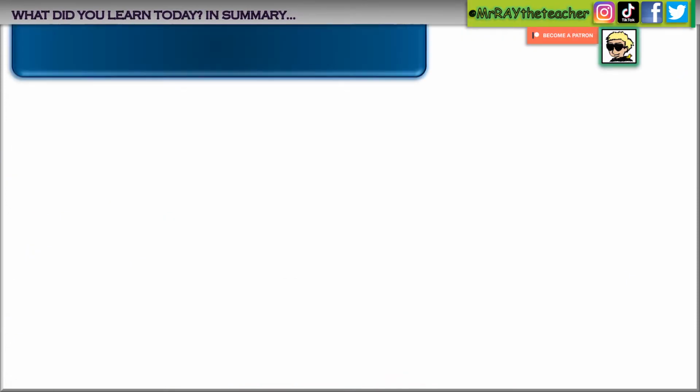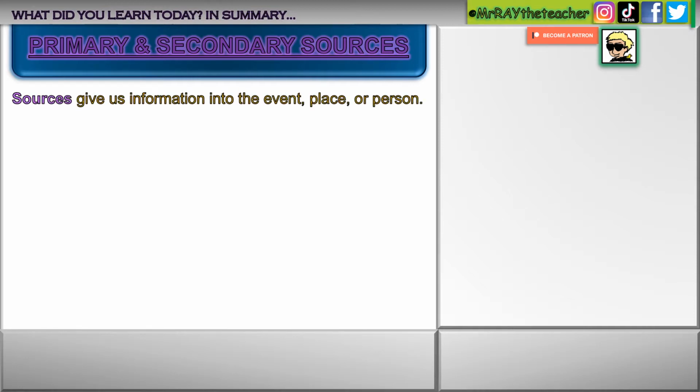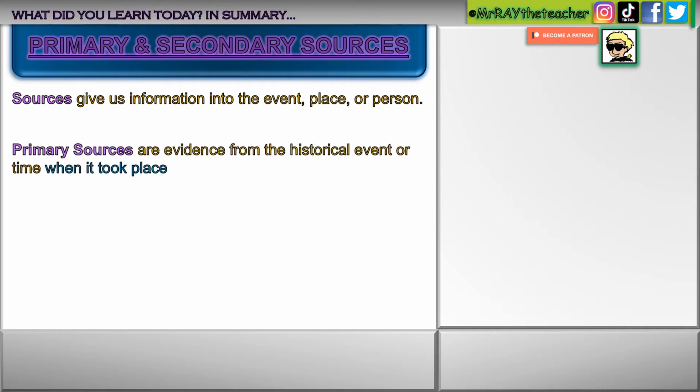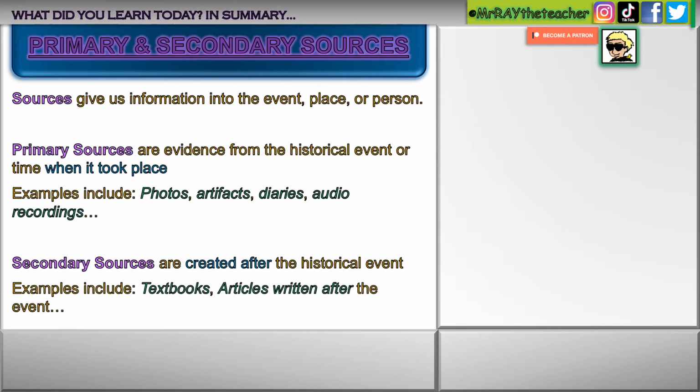So what did you learn today? If someone asks that question, here's an answer so that you don't waste the taxpayer dollar if you are a public school student, or just so that you don't waste your time if you're in school, because you're here to learn for a bright future. Sources give us information into the event, place, or person. Primary sources are evidence from the historical event or time when it took place, and they include photos, artifacts, diaries, audio recordings. And secondary sources were created after the historical event, and examples include textbooks or articles written after the event.